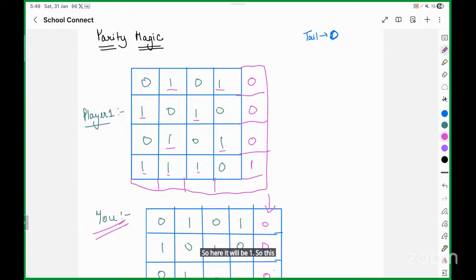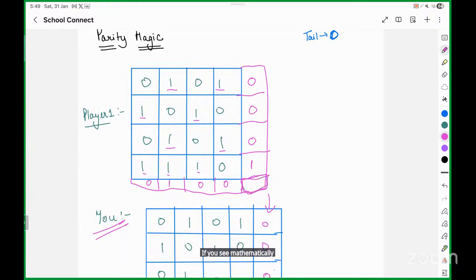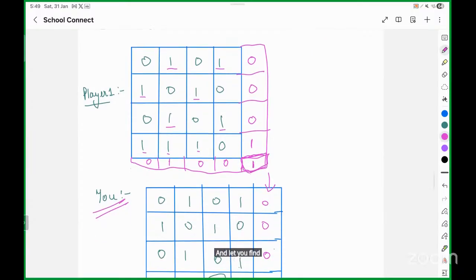So our understanding is that rows 1, 2 and 3 have an even number of ones, and row 4 has an odd number of ones. We similarly do this for the columns. Column 1 has an even number of ones, here an odd number, then even, and here even. Mathematically, you can see this will be the same for the column and the row, and you can find out why this corner is always well defined from both sides.